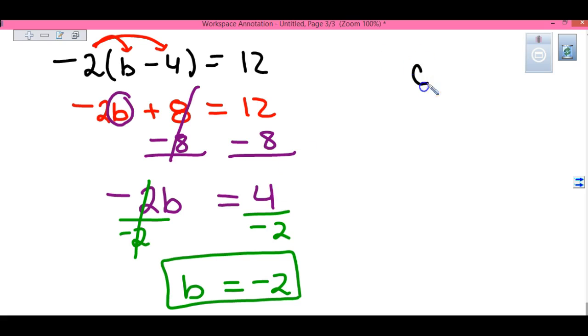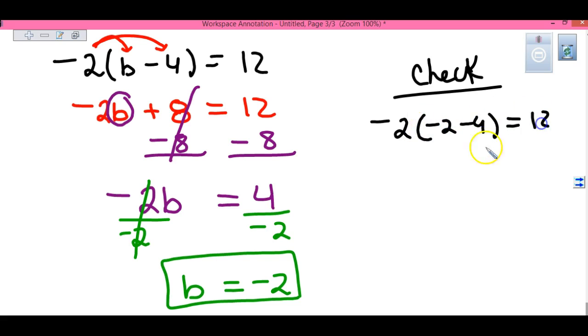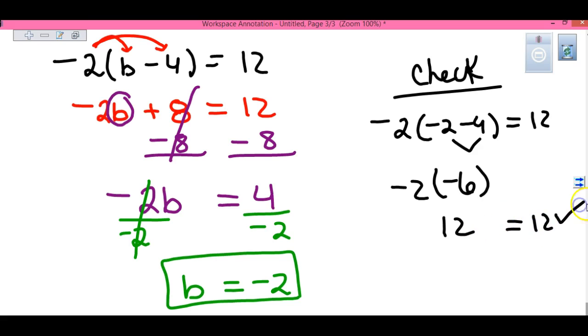And we can always check our answer. That means negative 2 times negative 2 minus 4 is equal to 12. Negative 2 minus 4 is negative 6, so negative 6 times negative 2 is 12. Is our answer correct? Yes.